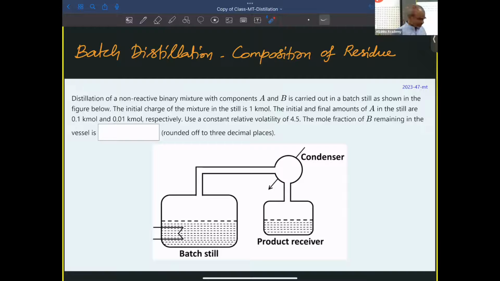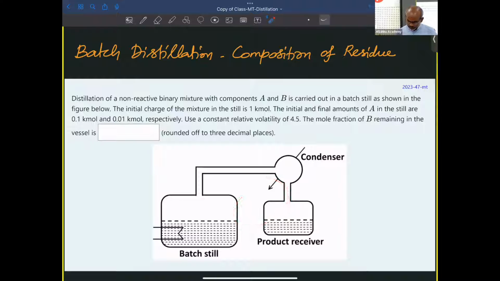The first question we'll see is from batch distillation. This question was asked in 2023 as a 2-mark question in last year's paper. So let us see this. The question is about distillation of a non-reactive binary mixture with components A and B carried out in a batch still, as in the figure below.